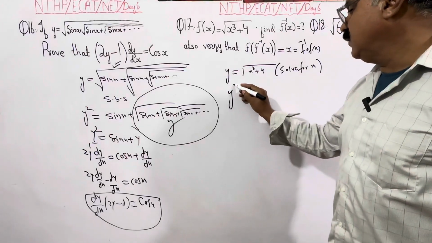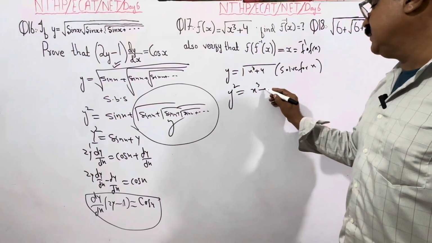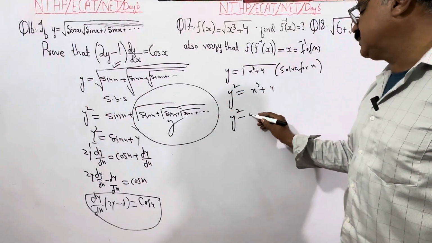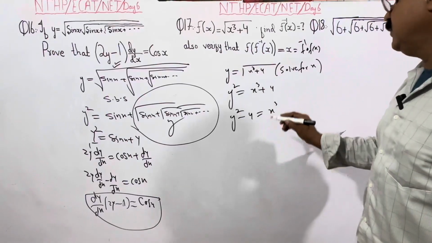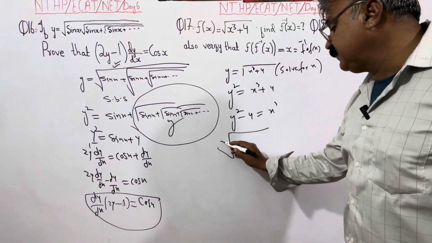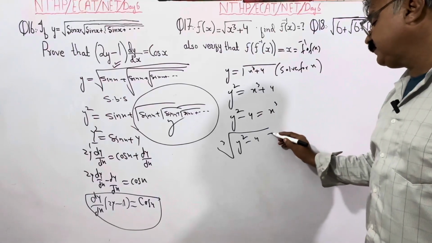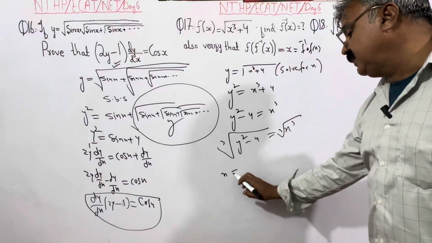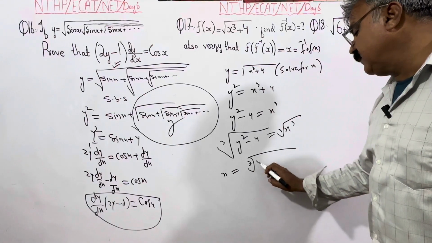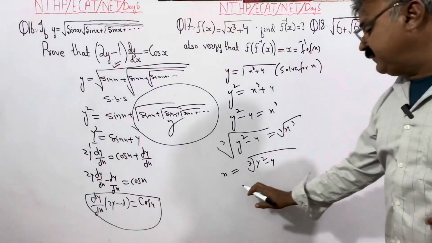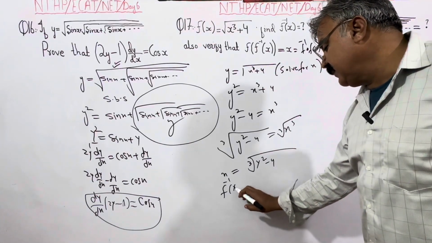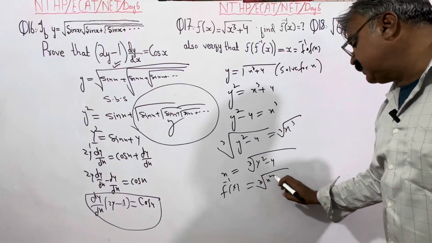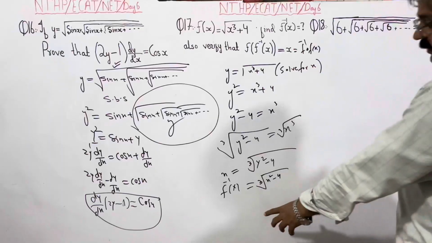Squaring both sides, we have y square is equal to x cube plus 4. Shift 4 over, as we are interested in the value of x only. Y square minus 4 is equal to x cube. To remove the cube, taking the cube root, the 3 cancels, so x is equal to cube root of y square minus 4. Change the dummy variable from y to x. This is our inverse: cube root of x square minus 4.